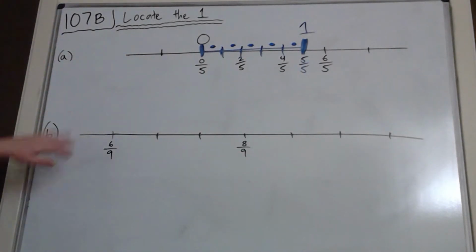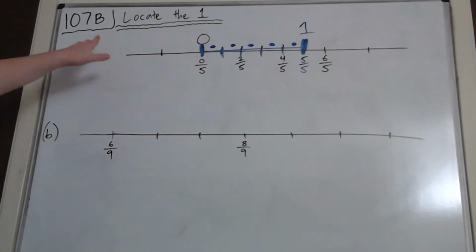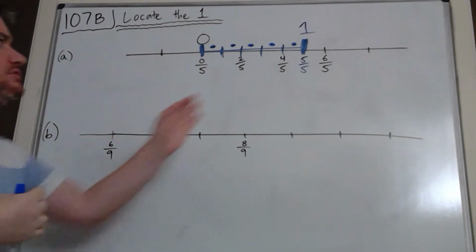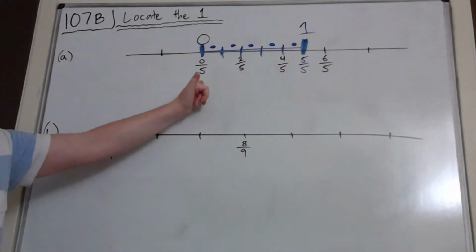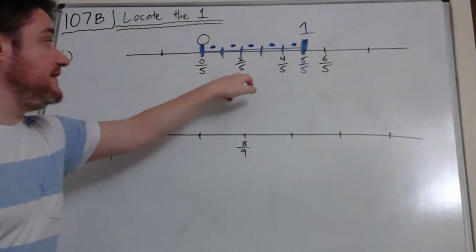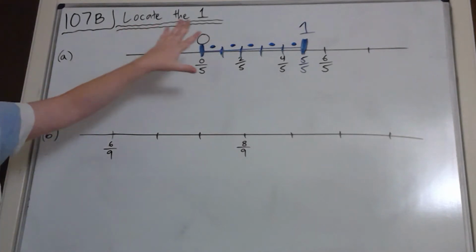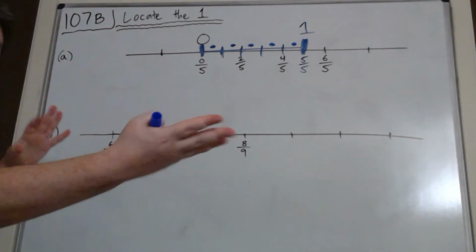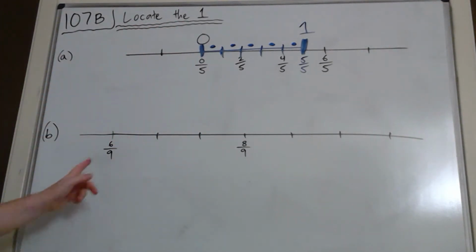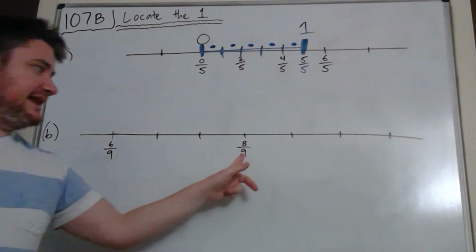So let's jump down here and try to tackle the same question. So here, this says locate the 1. All right. So again, I could try to find the 0 first if I want to. And in this case, I was at 2/5. It seemed like it was within the scope of this line that was given to me on my paper or on the board here. Over here, I've got 6/9 and 8/9.